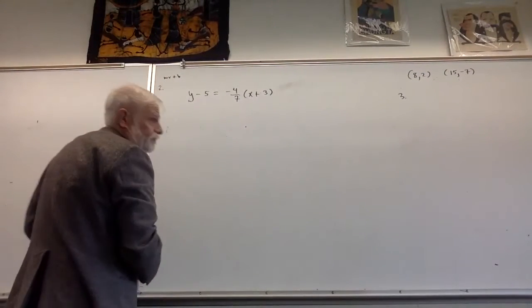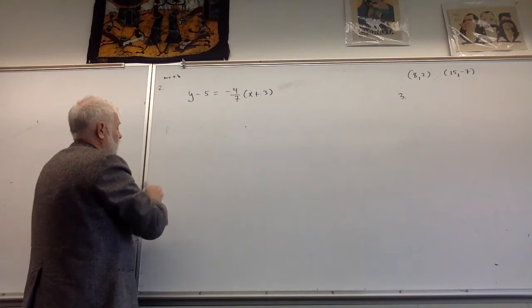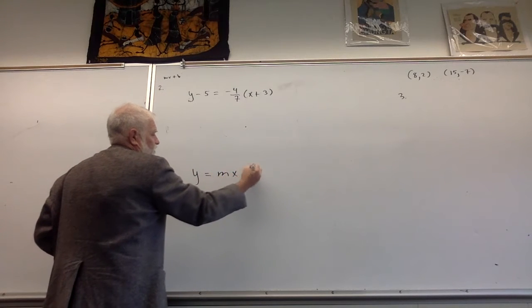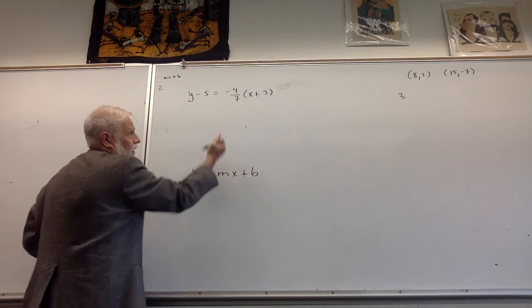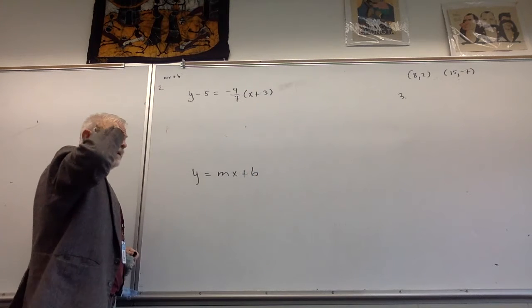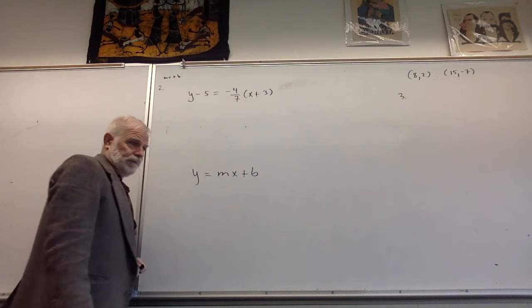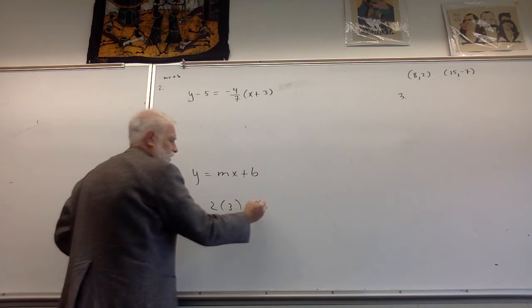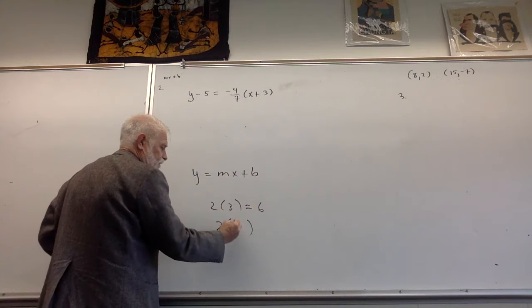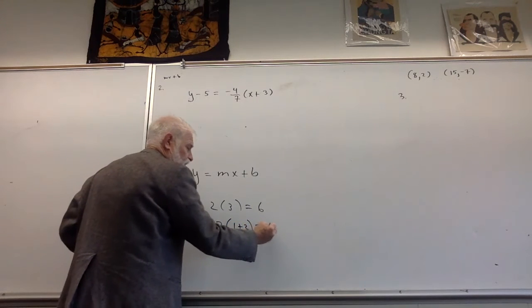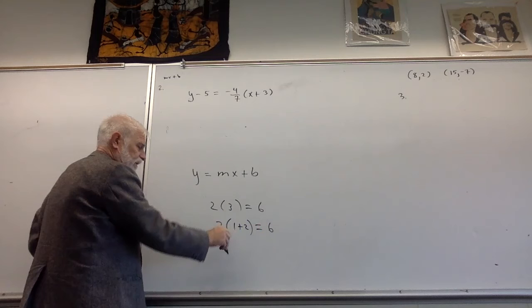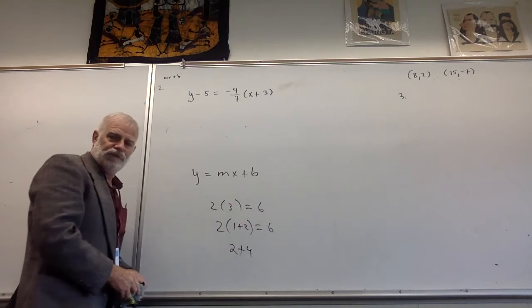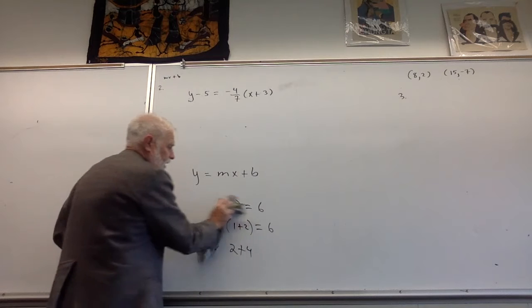MX plus B form. All right, well, notice when you write y equals mx plus b, there's no parentheses. Okay, how do we get rid of the parentheses? We do the distribution. Okay, we know that 2 times 3 is 6, and 2 times 1 plus 2 has to also equal 6. So we do the distribution, 2 plus 4. We do the multiplication, parentheses is gone, and that's 6. All right.